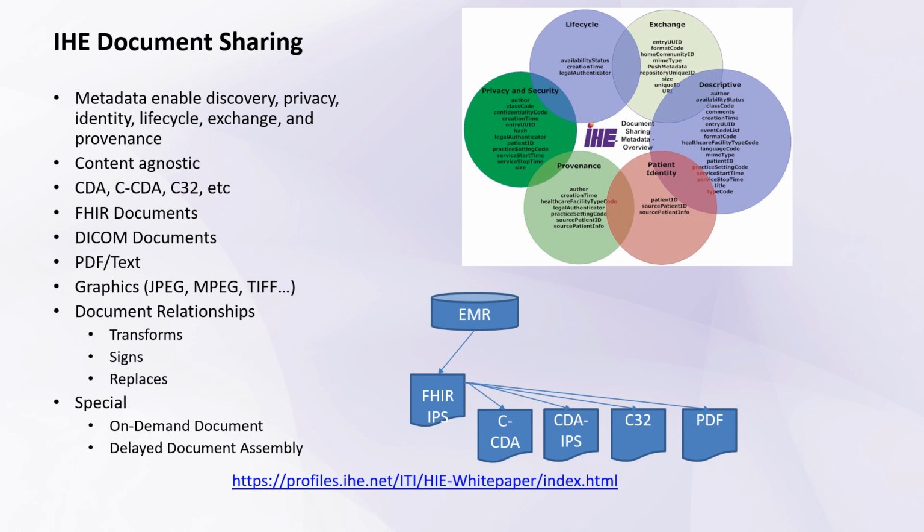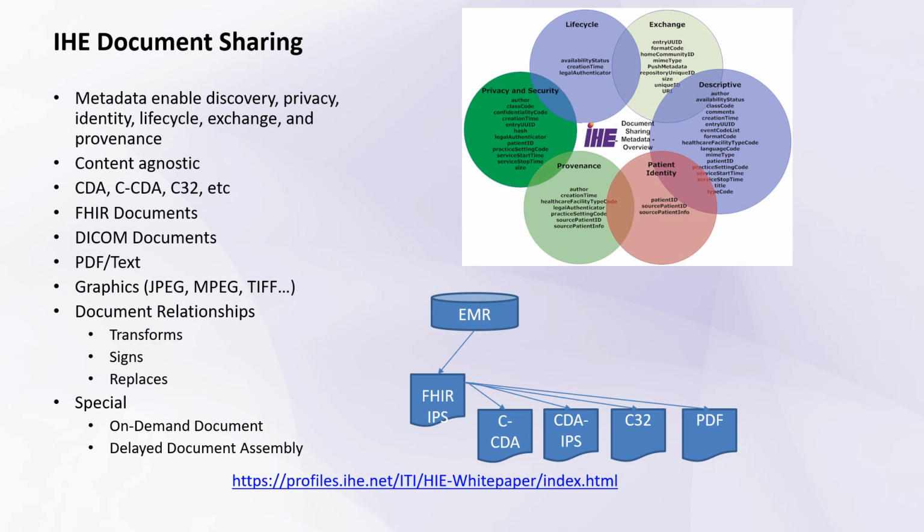Within this document model, there are document relationships, things like transforms and signs and replaces. On the right, you see in blue a possible scenario where an EMR produces a FHIR IPS, one of these things we're talking about, but it also produces a set of transforms. So there is a transform to CCDA for those who want to receive a CCDA format instead of the FHIR IPS format. And there can be other formats that are related. And with this transform relationship, it's very clear to the consumer that it's the same semantic content, just in a different syntactic form.